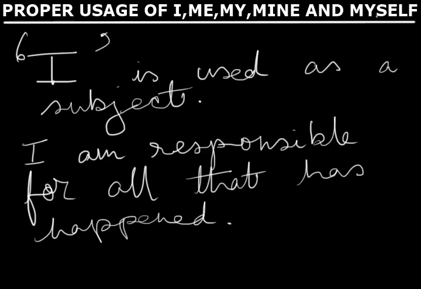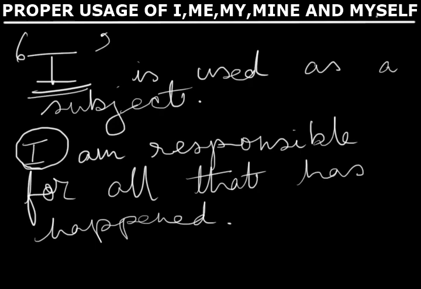Now the first thing is I. We must remember I is always used as a subject. Let us take this example of this sentence. We can take any sentence actually. I am responsible for all that has happened. I did the job myself. I am the one to be held responsible. See, in all these sentences, I is the subject. And as a result, I almost always is used at the beginning of a sentence.